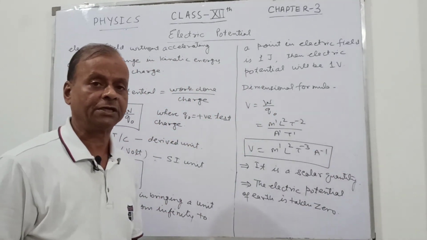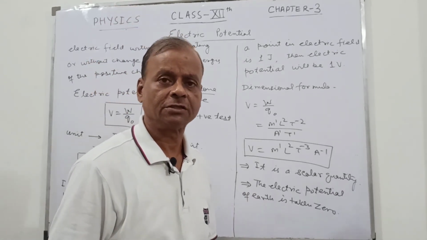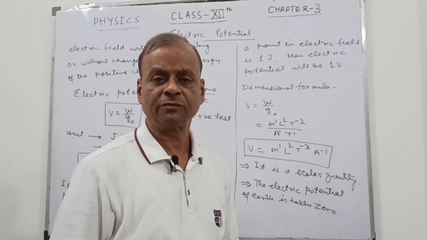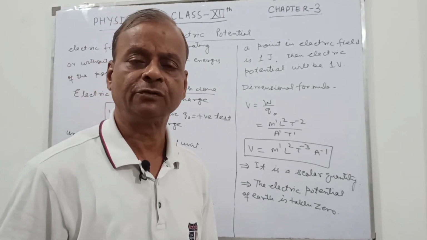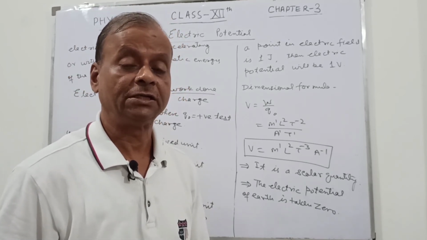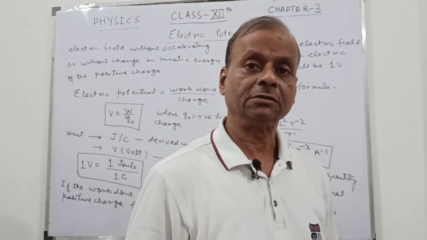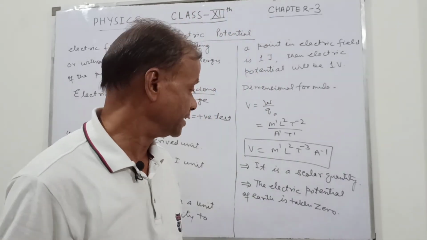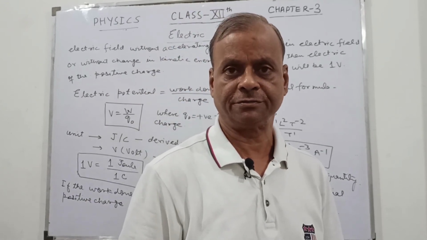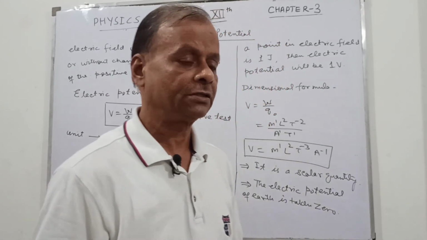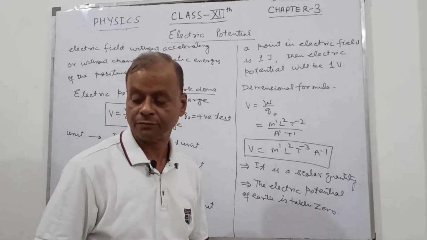Because Earth is very big, it can accumulate a big charge also. So there is no difference if the charge is given to the Earth or taken from the Earth. It means any amount of charge can be given to the Earth. This is why in our houses there is always the earthing. By giving the earthing, there is the flow of the charge. Without that, the current will not flow. So this is why the electric potential of the Earth is taken 0.